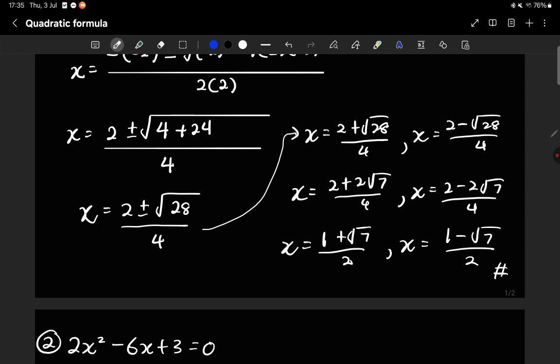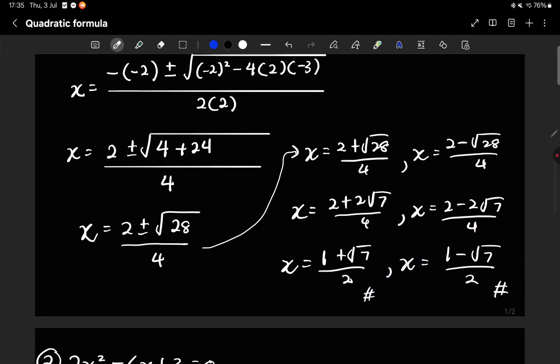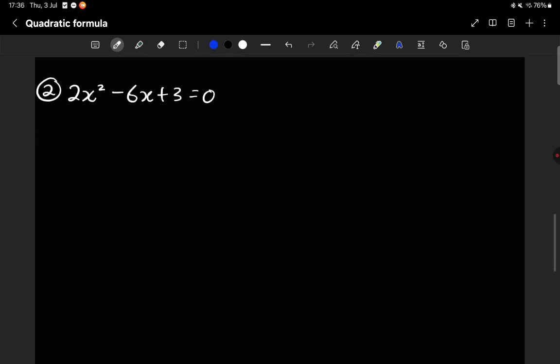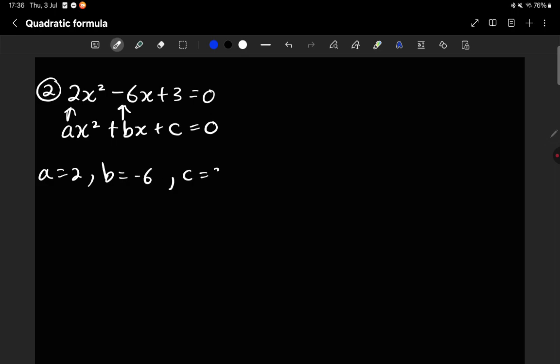That's it. You can get your answer in decimal places, but I'm going to leave my answer as fractions. Pretty straightforward, right? So let's try a second question. We rewrite again ax squared plus bx plus c equals 0. Our a is 2, our b is negative 6, and our c is 3.